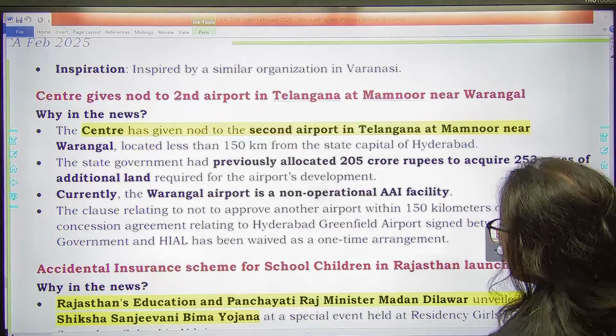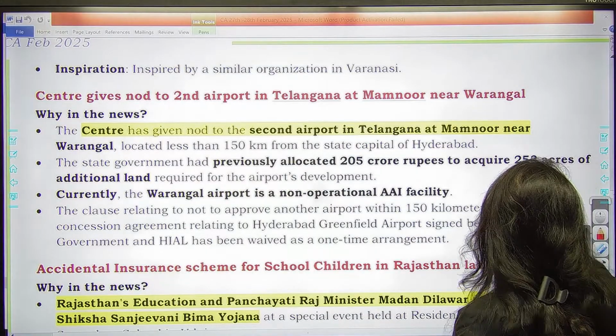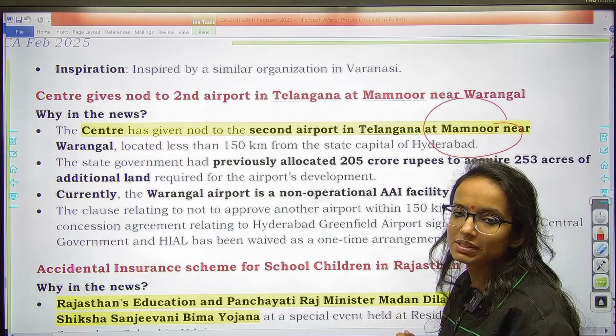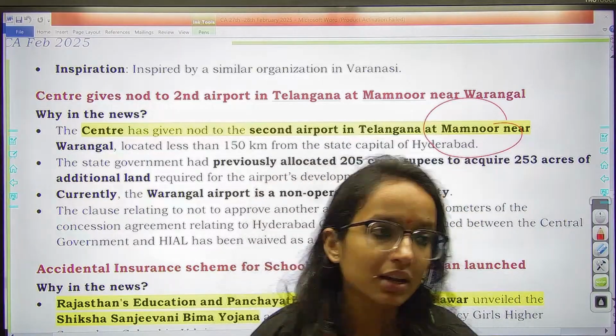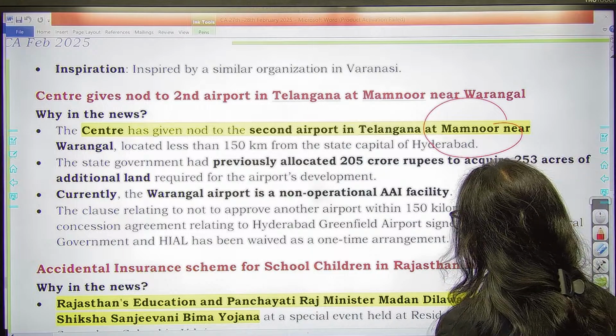Next, the center recently has given nod to second airport in Telangana at Mamnoor. Second airport will be constructed in Telangana. It has received government's approval. Where? In Mamnoor near Warangal.